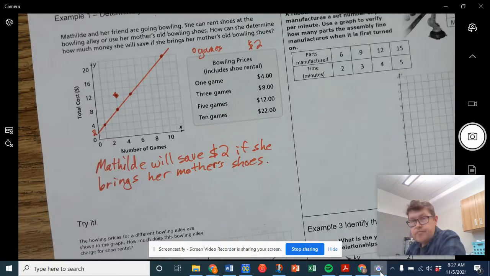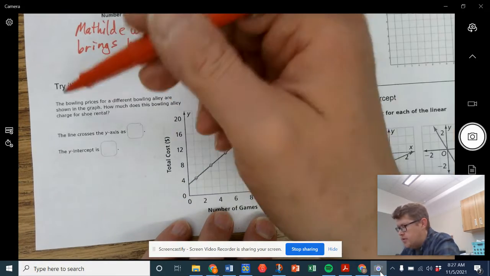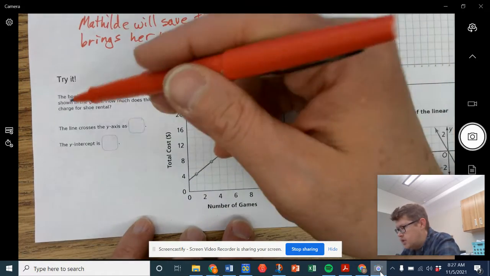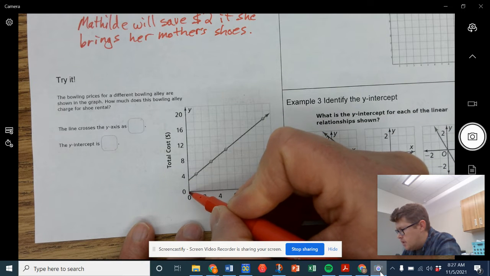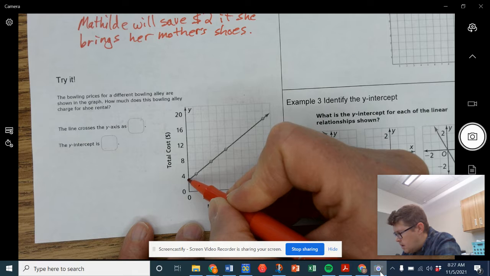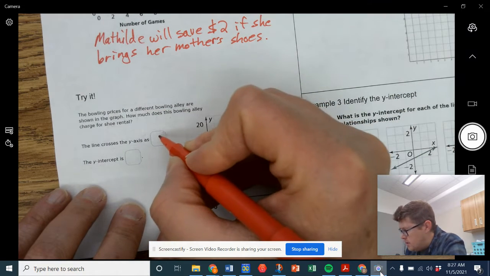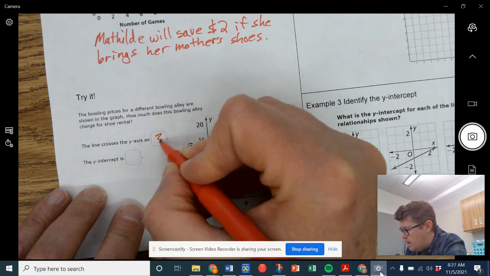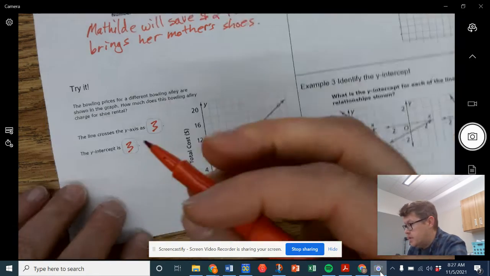So yeah, the price of admission, I suppose. The bowling prices for different bowling alleys are shown on the graph below. How much does this bowling alley charge for shoe rental? Well, we kind of back it up and we see where it crosses at 0 games. Number of games. If it's 0 games, it's right here. So if this is 2, that's probably 3 right there, so it's kind of right in the middle. So the line crosses the y-axis at 3. So the y-intercept is 3. So the shoe rental there is $3.